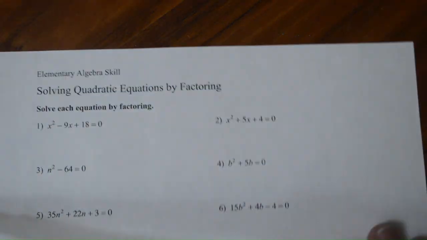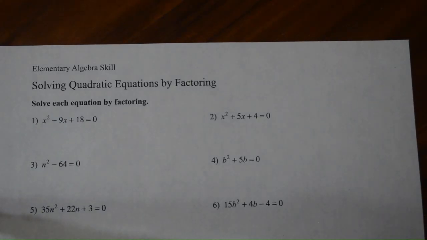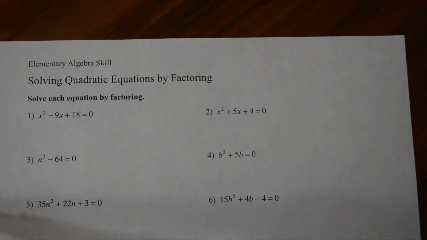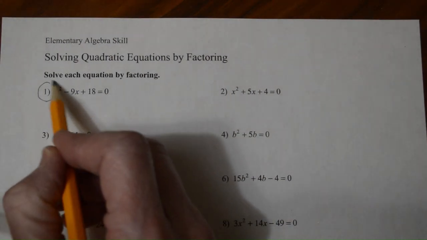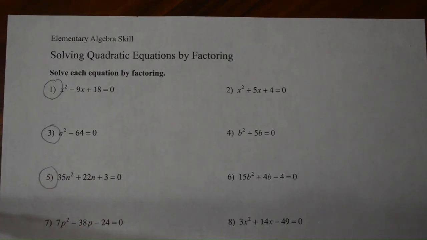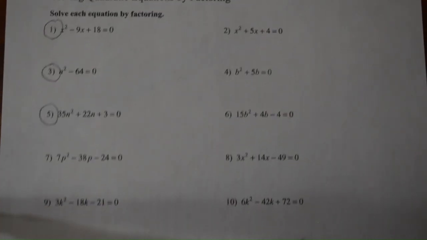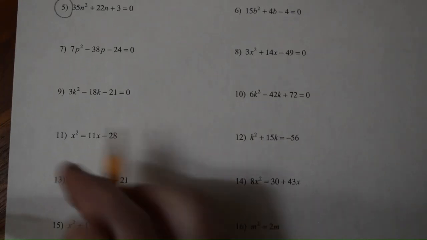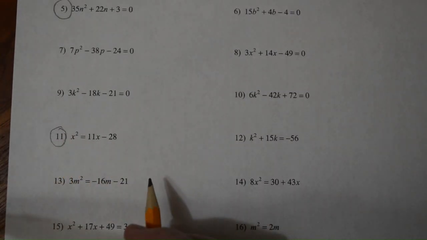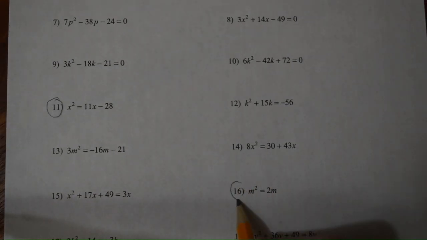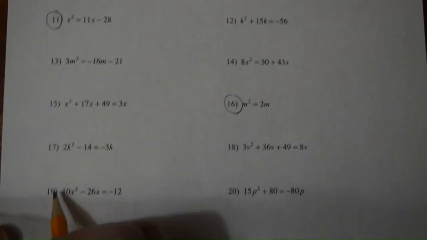All right, so this is the worksheet that I'm talking about, solving quadratic equations by factoring. We are going to go through and look at 1, 3, 5. I might come back and do 2. Actually, I think I won't. I think we're going to go down to look at 11. All right, things start to change there. And we'll also look at 16 and 19.